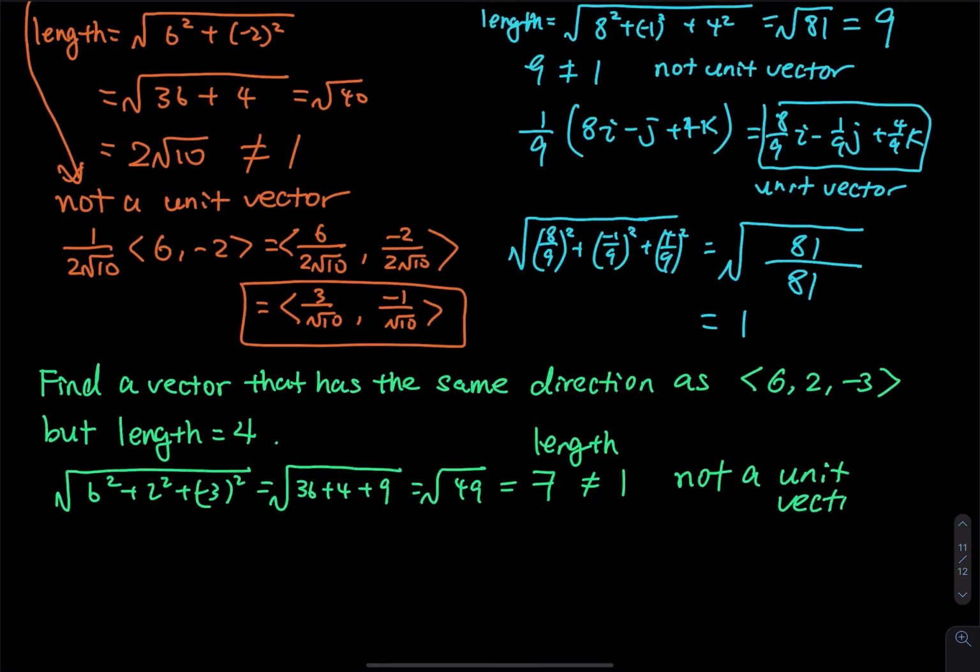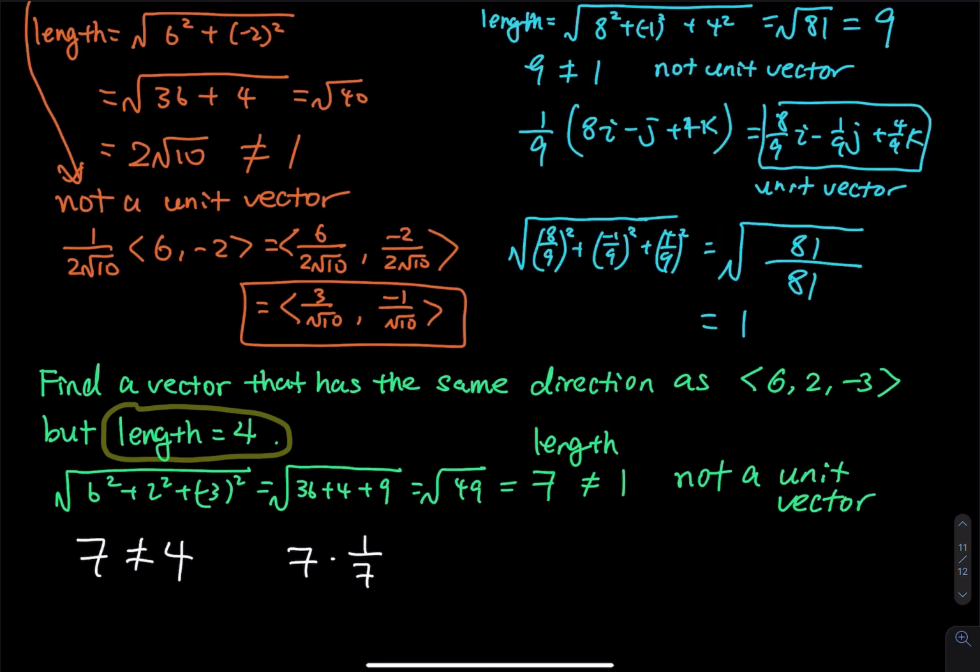But are we looking for a unit vector? We are not. We are looking for the length equal to 4. So now let's bring this down to elementary algebra. 7 is not equal to 4. How do you make the 7 equal to 4? So the first method is, for the 7, you want to get the 4. First, you multiply the 7 by 1 over 7, or you divide 7 by 7. And then you multiply the product by 4, then that is equal to 4.